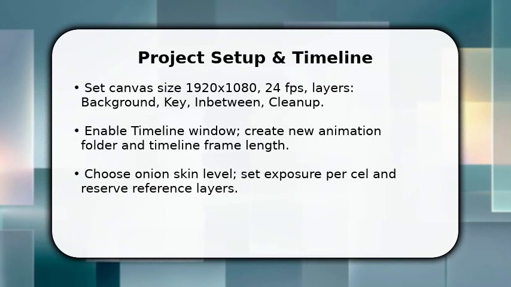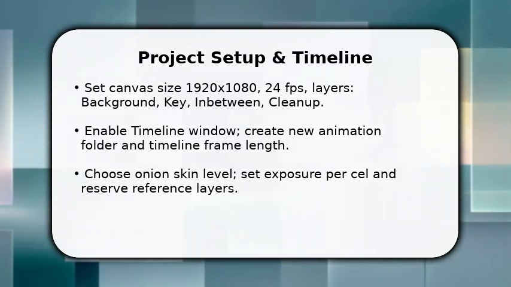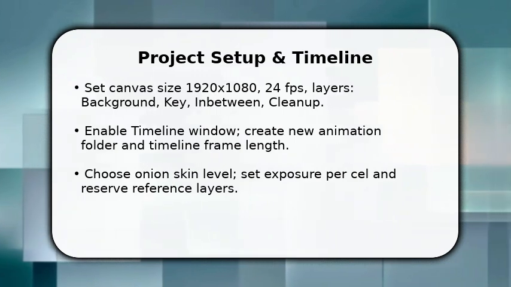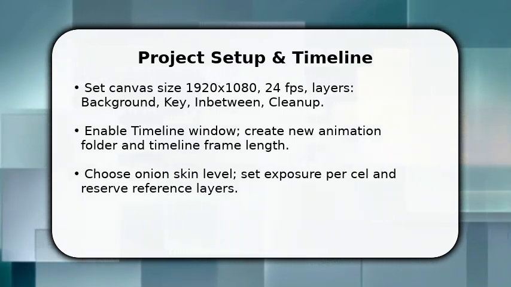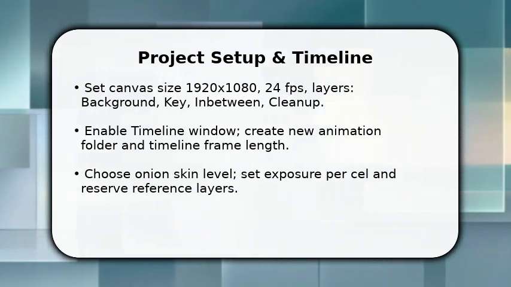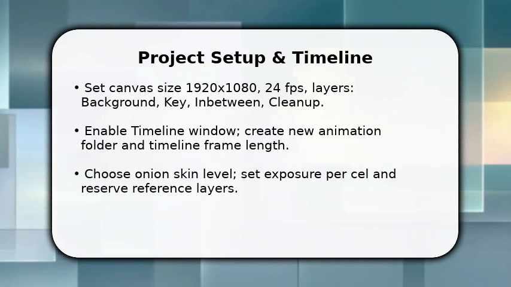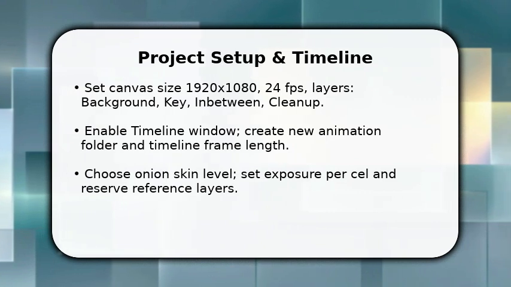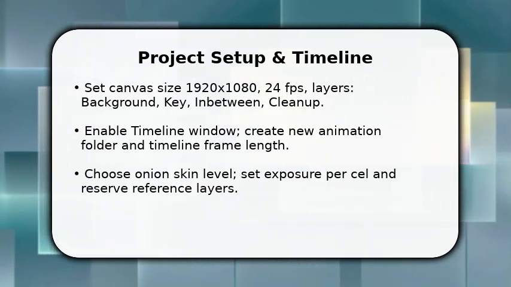You start by creating the canvas and timeline so your animation lives in one place. Set 1920 by 1080 at 24 frames per second, then make an animation folder and open the timeline window. Once done, add background, key, in-between, and cleanup layers and set onion skin intensity to see nearby frames. Make exposure settings for each cell.